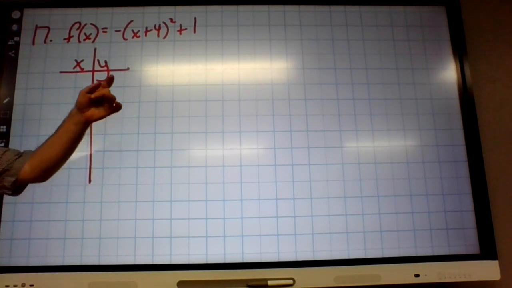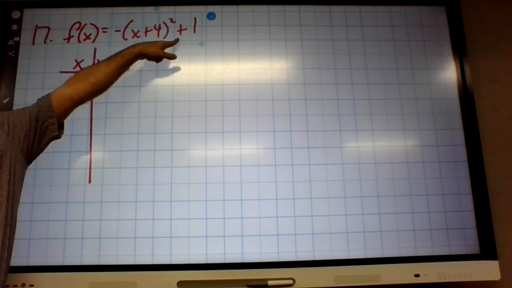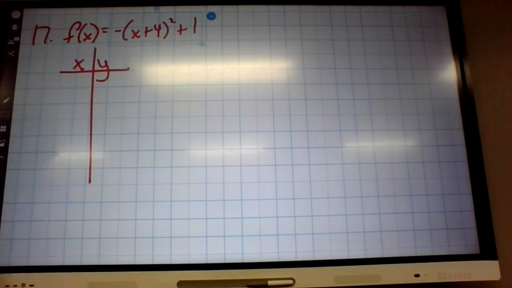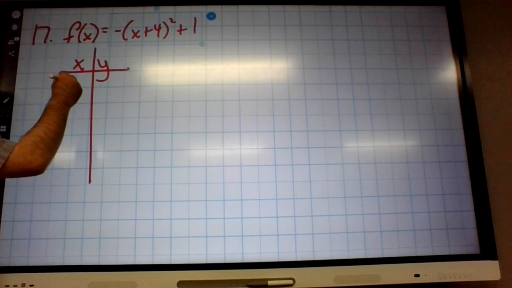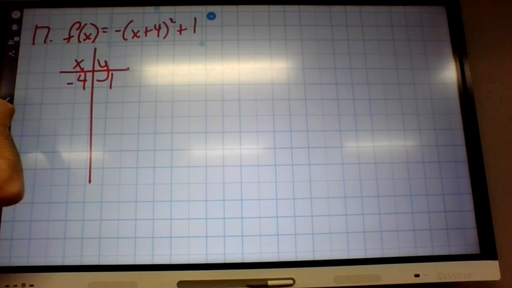All right, Josiah. What does the +4 do to the graph? Okay, what does the +4 do to the graph? Moves it left 4. What's the +1 do to the graph? Up 1. So where's the vertex? -4, 1. What would be some good x values to plug in if the vertex is -4, 1?